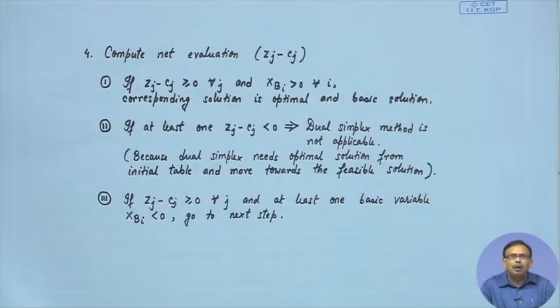Number 3, if zj minus cj is greater than or equal to 0 for all j, but at least one of the basic variables xBi is less than 0. That means infeasibility has occurred, that is, all the decision variables are not satisfying the feasibility condition. For that reason, we say xB is less than 0, then follow the next step.